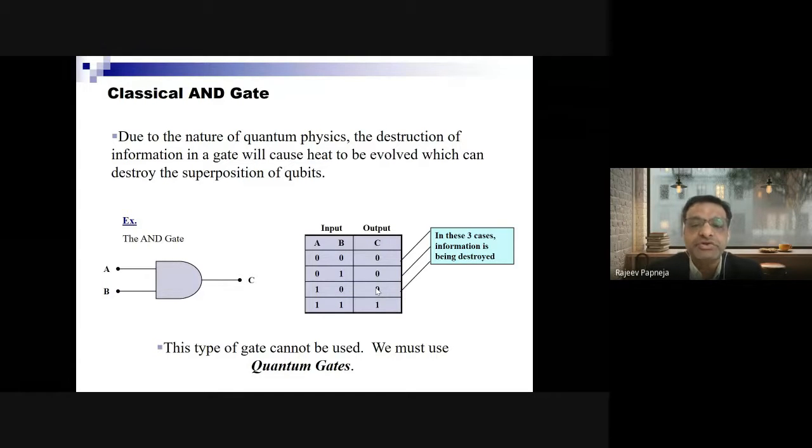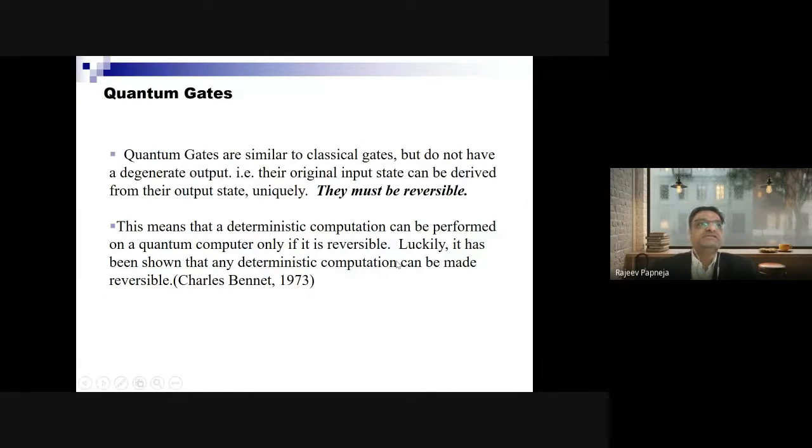So what we want to use to protect the superposition of qubits, we must use quantum gates. So what is this quantum gate? They are similar to classical gates, but do not have a degenerate output, which means that their original input state can be derived from their output state uniquely.